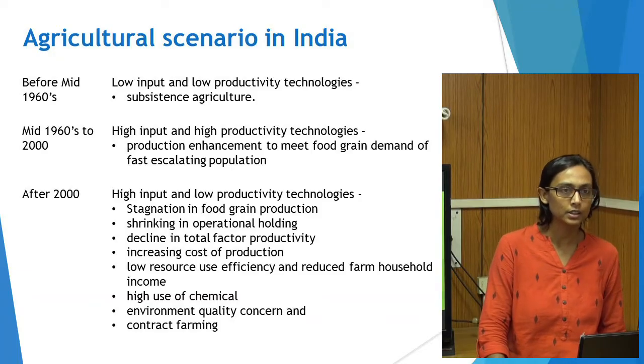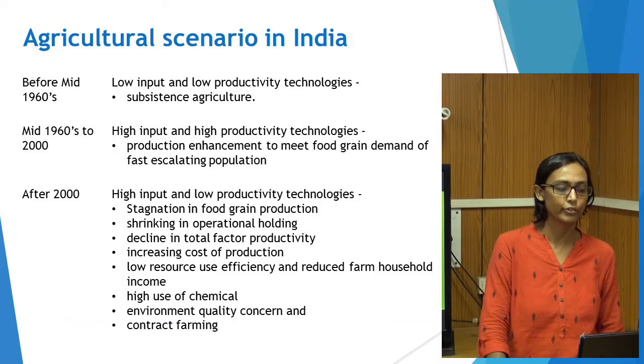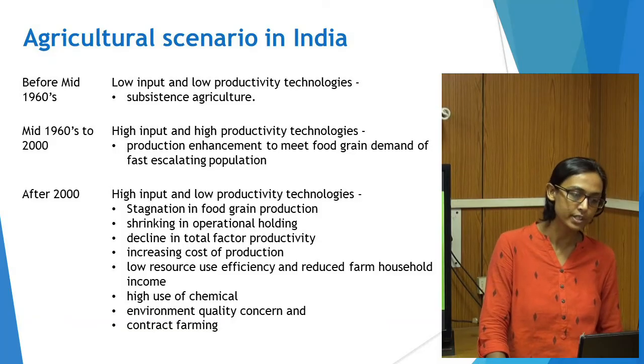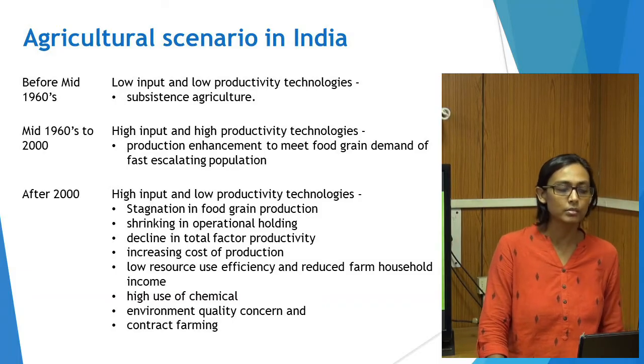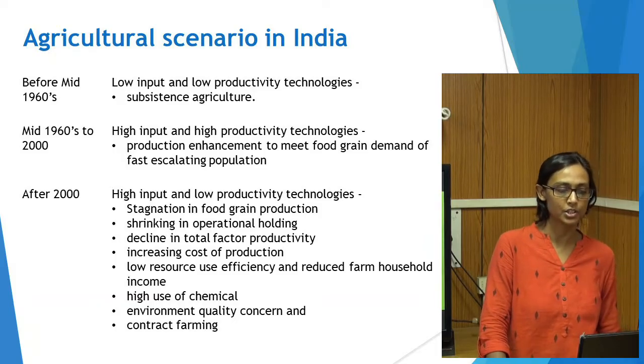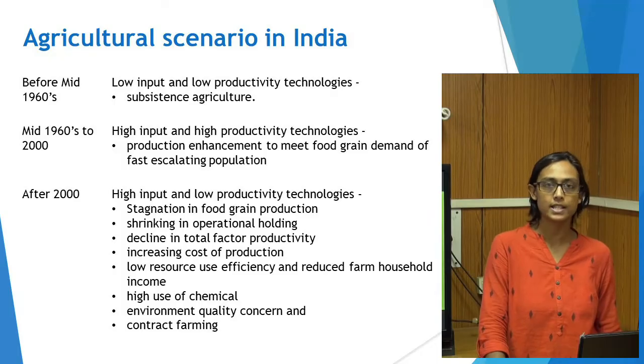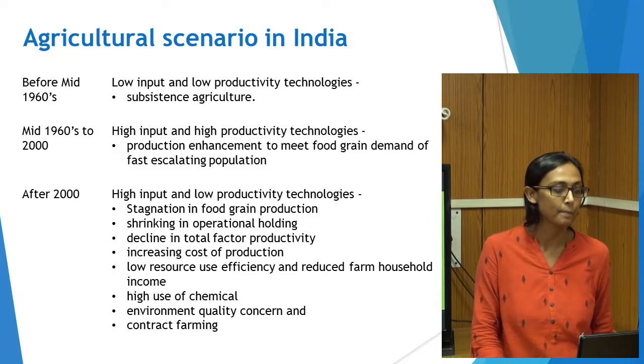Then came the Green Revolution era from mid 1960s to 2000, where high input and high productivity technologies were adapted, and as a result there was a tremendous enhancement in production to meet the food grain demand of fast escalating population.